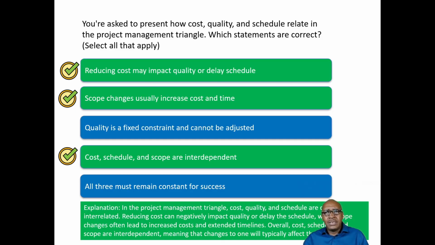So let's look at the explanation for this. In the project management triangle, cost, quality, and schedule are closely interrelated. Reducing cost can negatively impact quality or delay the schedule, while scope changes often lead to increased cost and extended timelines. Overall, cost, schedule, and scope are interdependent, meaning that changes to one will typically affect the others. So that is what the correct response here is.